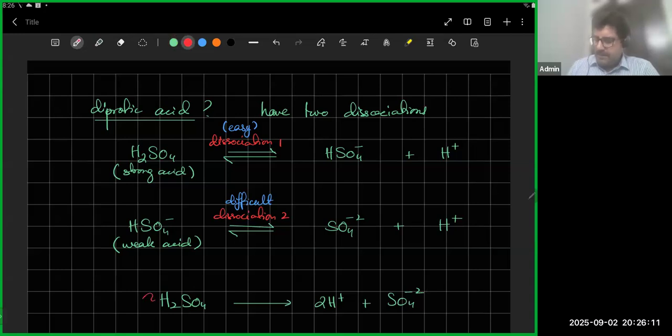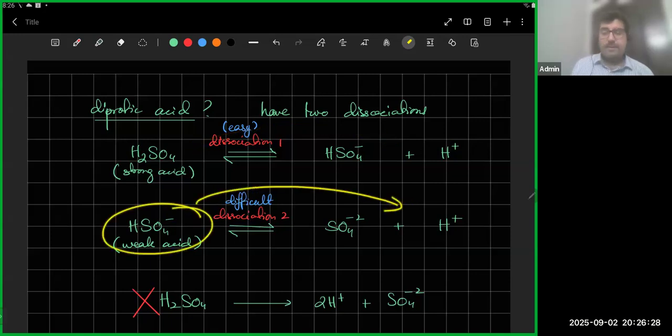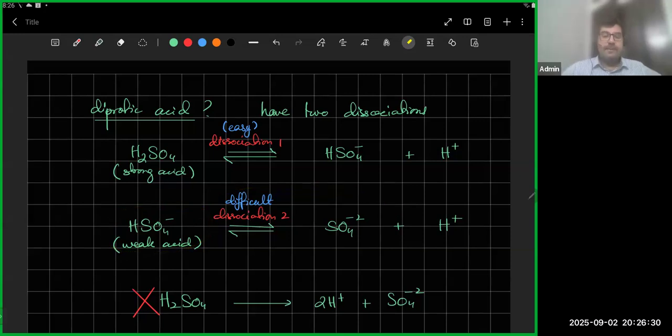So keep this in mind. This is not how it happens. Okay, you have a first dissociation. That's easy. It's easy for the neutral molecule to lose an H plus ion because it's not going to attract it back. And then the negative ion that's formed is going to lose the second H plus ion. But for it, it's going to be very difficult.